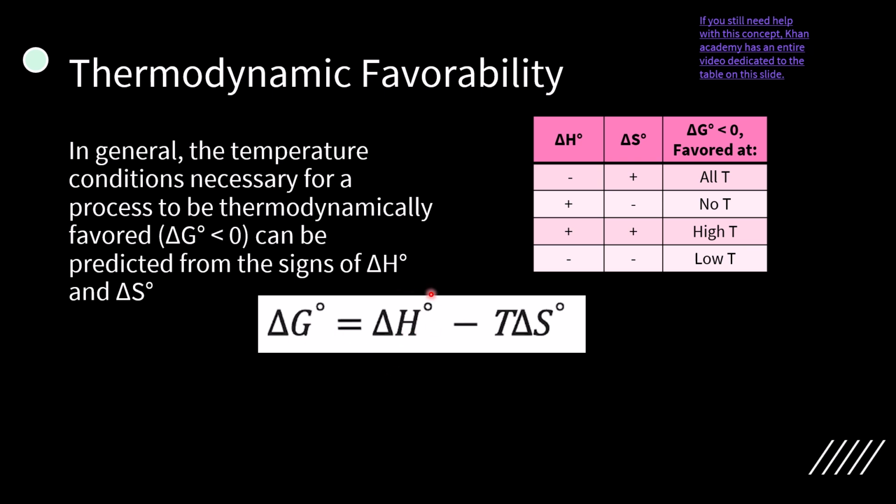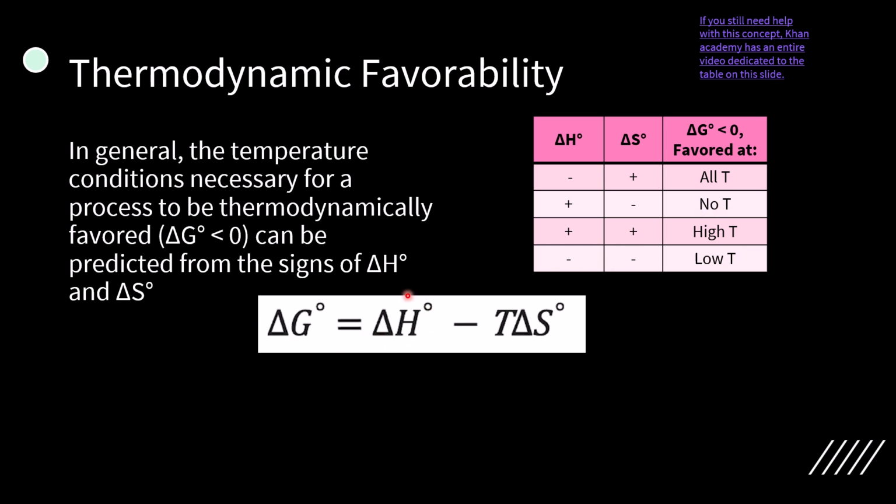Now, if you have a positive delta H and a negative delta S, think about what that's going to do. That's going to be a big number here, and you're subtracting a negative number. If you're subtracting a negative, that's going to be a positive number. It doesn't matter what this T is. So with a positive delta H and a negative delta S, it doesn't matter what the temperature is, it's never going to be favorable.